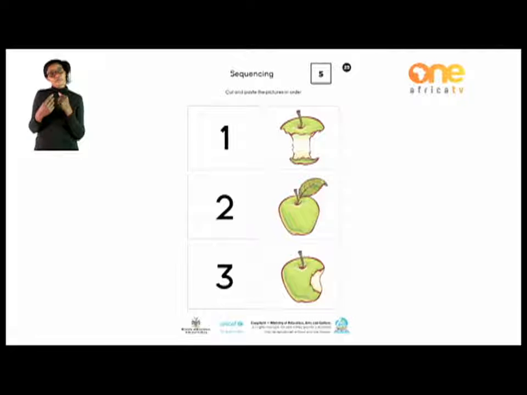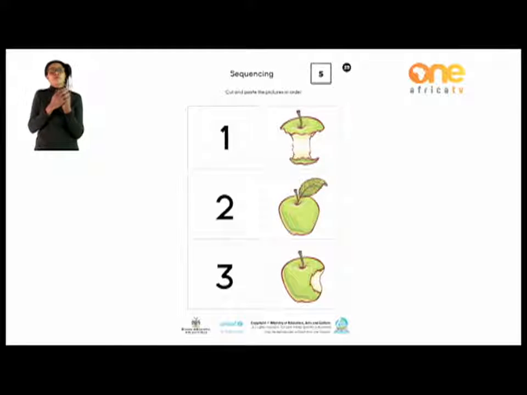As we can see, the sequence of the numbers is from the smallest to the biggest number. What is the smallest number? 1. What is the biggest number? 3. So now we have to do the same with the apples. We have to cut out the apples and paste them at the back in the correct sequence. Paste them at the back of the numbers.